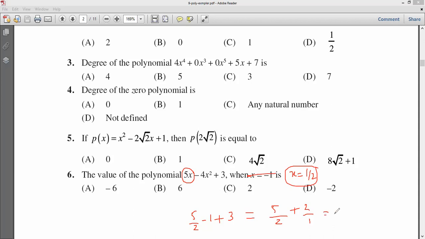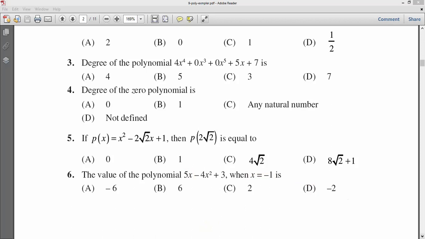So what is the LCM? LCM is 2. So it becomes 5 plus 4, that is 9 upon 2. So the answer is 9 by 2. You need to remember these basic things, otherwise you will face problems in remainder theorem, where we have to do complete calculations by putting values in place of x.